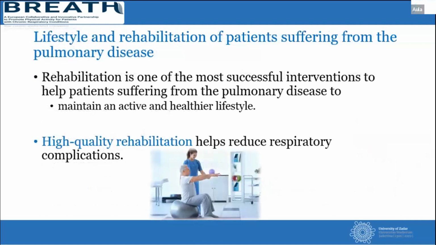For patients who are suffering from pulmonary disease, rehabilitation is one of the most successful interventions to help the patient to live active, to improve their life, their quality of life. Because of that, rehabilitation needs to be of high quality, because only in that way does this method help reduce the respiratory complications in these patients.